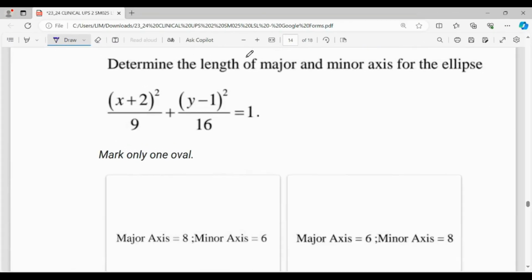Next, determine the major axis and minor axis for your ellipse. So first of all, you see your a squared and b squared. B squared is bigger than a squared, which means your ellipse is vertical.